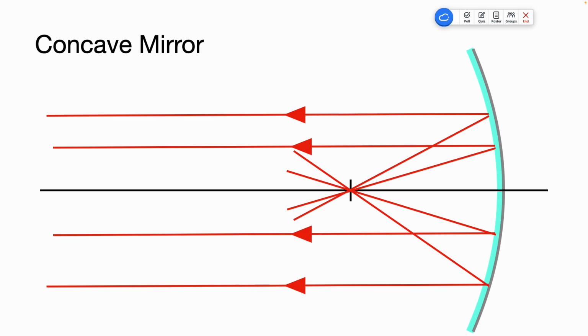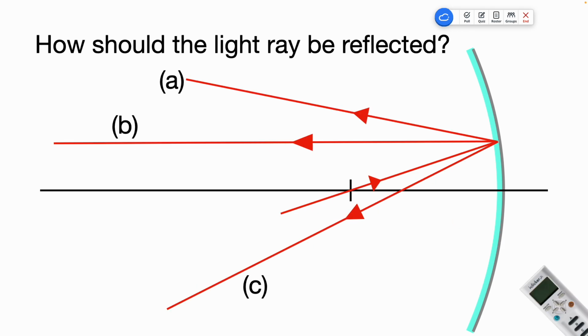Okay, now it's your time. Show me you know what a concave mirror is. So the light is this one. Here's a light that passed through the focal point and got reflected by the concave mirror. Which one should be the reflected light if you're actually looking at a concave mirror?